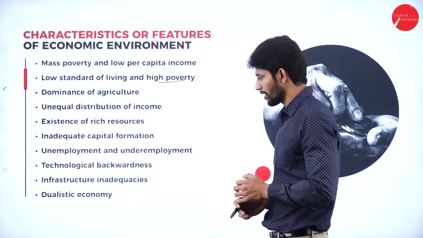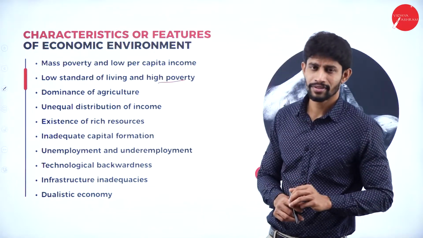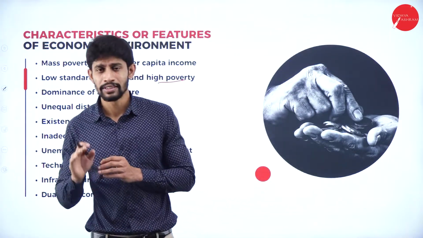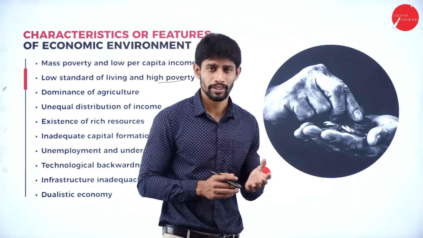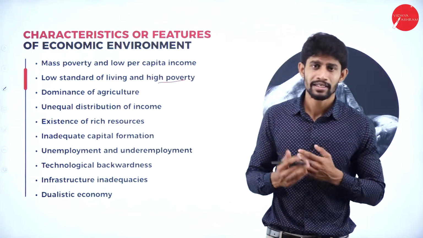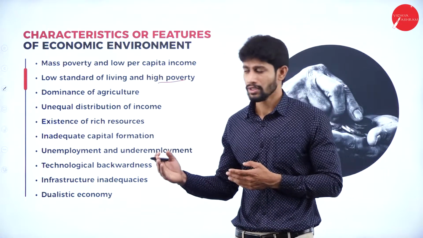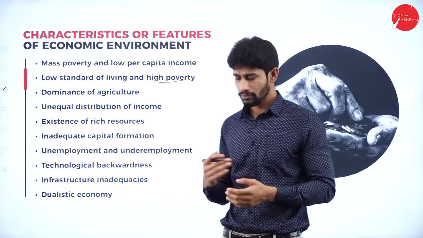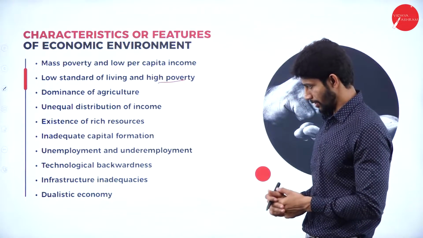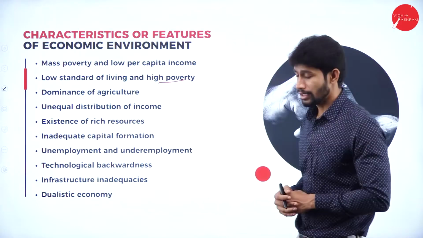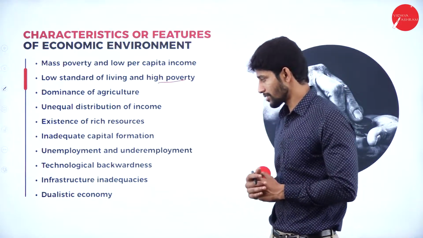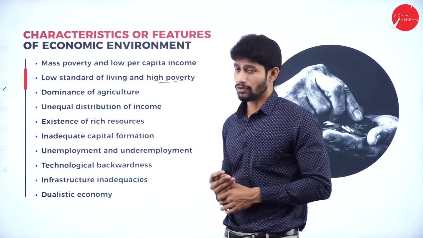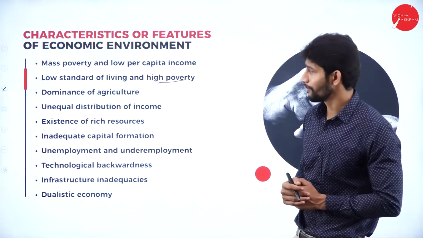Next one, infrastructure inadequate. Infrastructure inadequate is nothing but if there is no proper infrastructure, then it is not possible to run the business properly, because without infrastructure we can't run the business entity. For example, machineries. Without having the proper machineries, we can't produce the products, right? So it is going to affect our business, that is infrastructure inadequate. Next, the last characteristic is dualistic economy. Yes, this is also one of the characteristics of economic environment. So these are all the characteristics and features of economic environment.